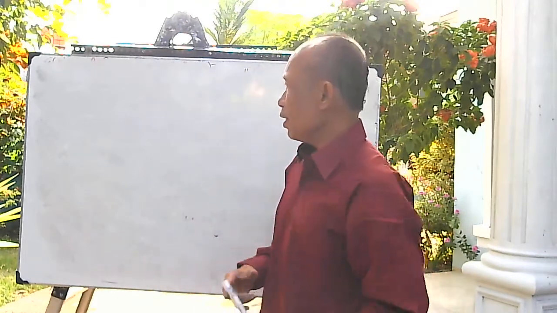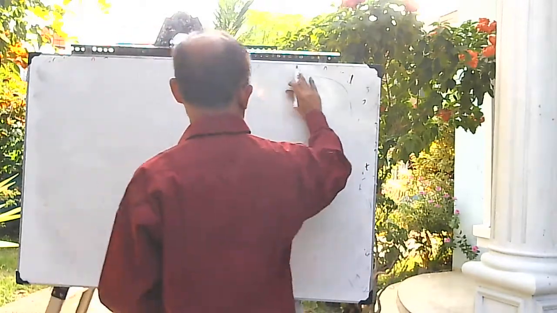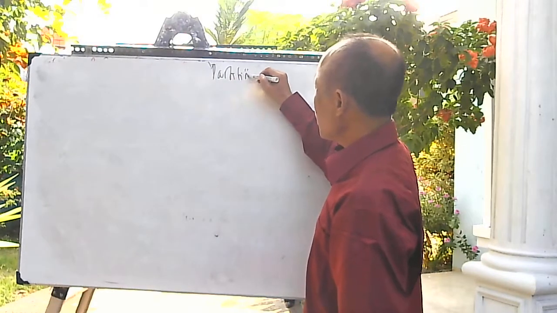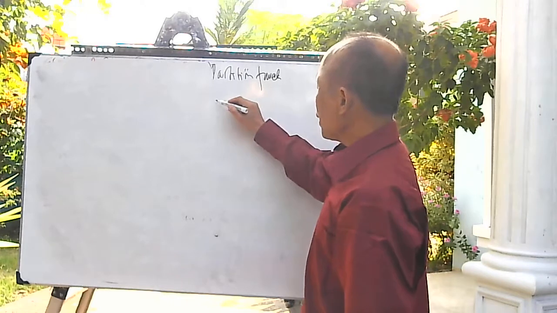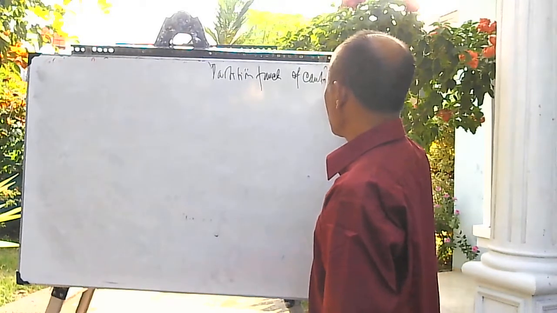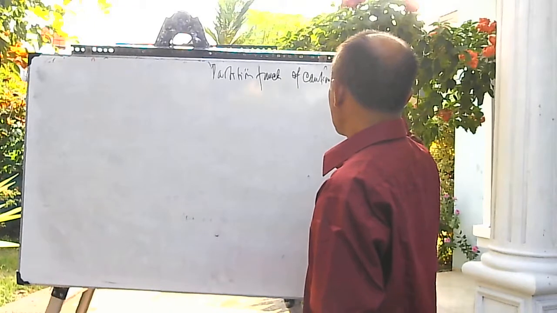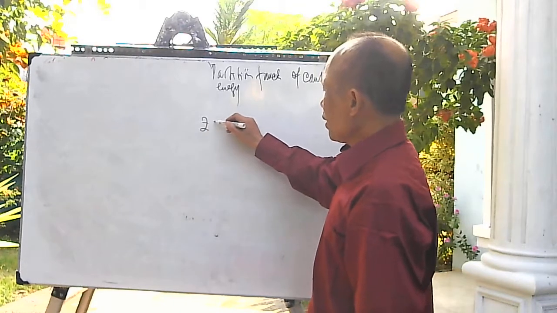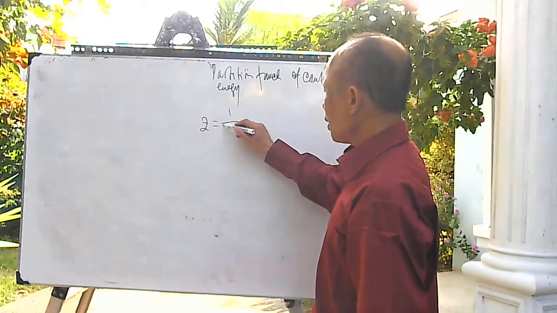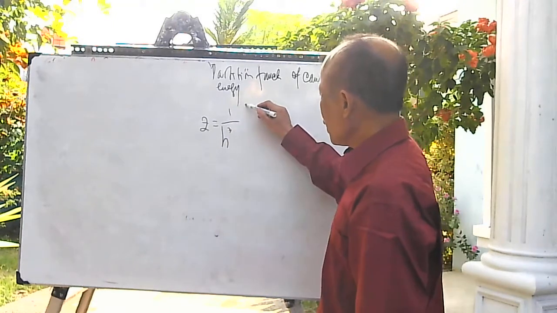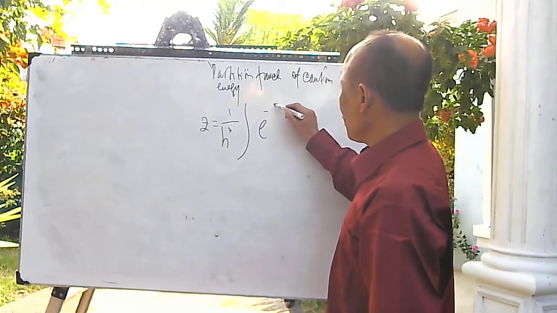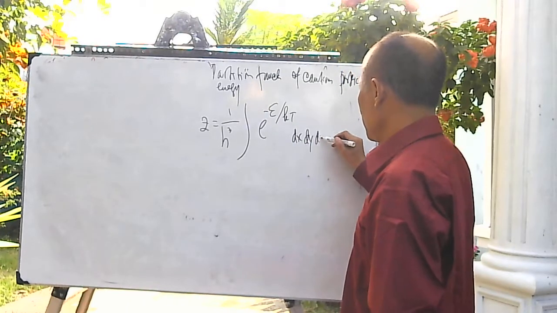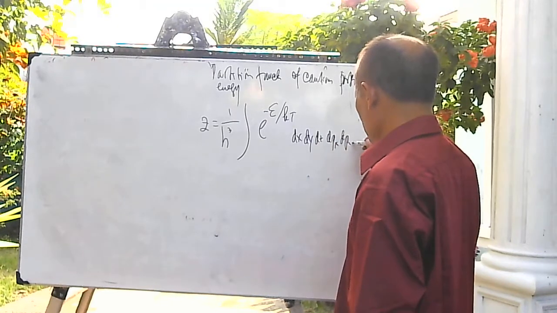We have obtained the expression for the particle partition function of particles of continuum particle energy. The partition function of a particle is 1 over h cubed, and then the integral of exponent negative particle energy over kT, with dx, dy, dz, dpx, dpy, dpz.